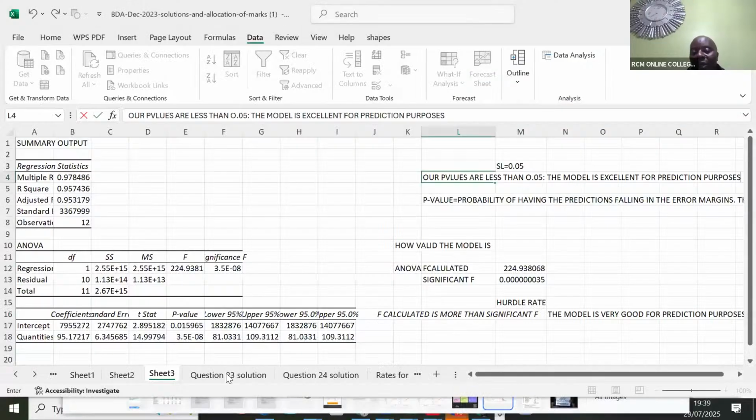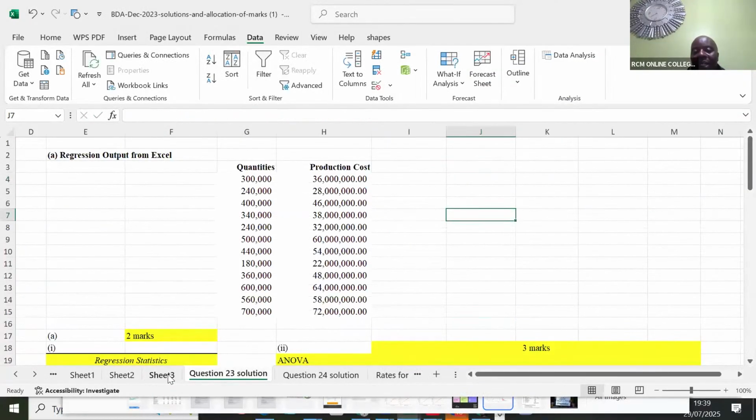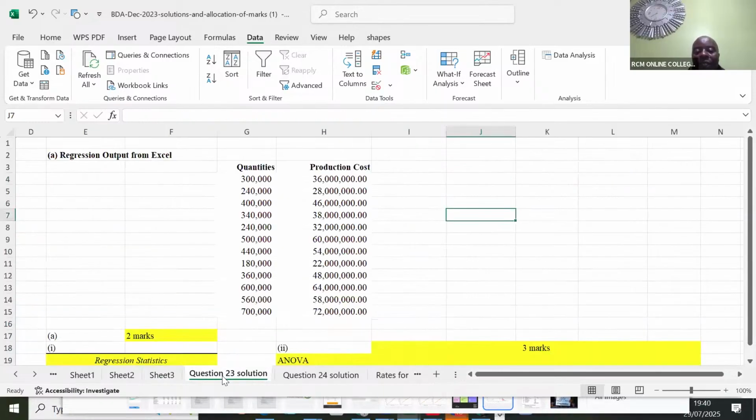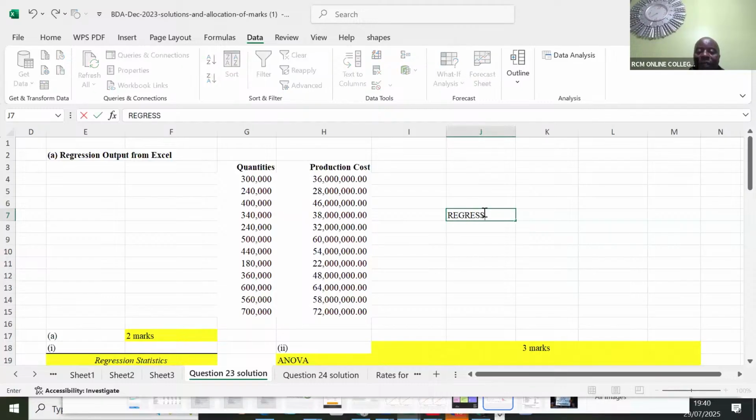So, ladies and gentlemen, here we are. Remember, we are doing question number 23. Later on, I'll be able to interpret this multiple R squared. Very, very important. So we come here to question number 23, ladies and gentlemen. This is the one that I'm doing, and they want me to carry out what we call regression analysis.